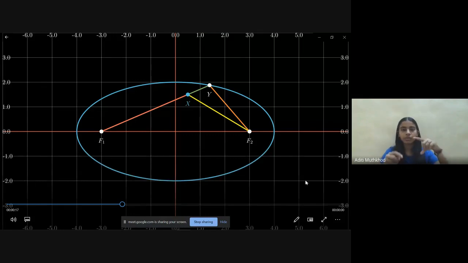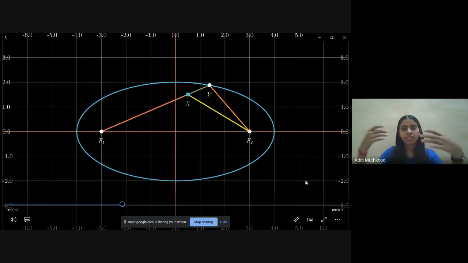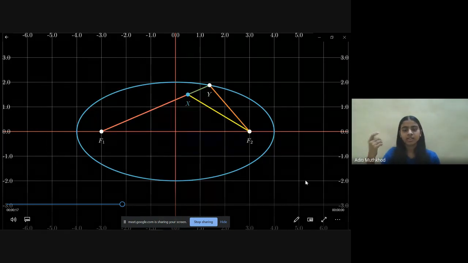Now, can you compare this sum, xf1 plus xf2, to yf1 plus yf2? Will it be greater than or less than this one? Do you understand the question? Also, I'm sharing my screen, so I can't see you people, so it'll be easier if you just speak up. Less. It's less than. Okay, do you see why? Triangle inequality. Yeah, or the shortest distance between any 2 points is the straight line.